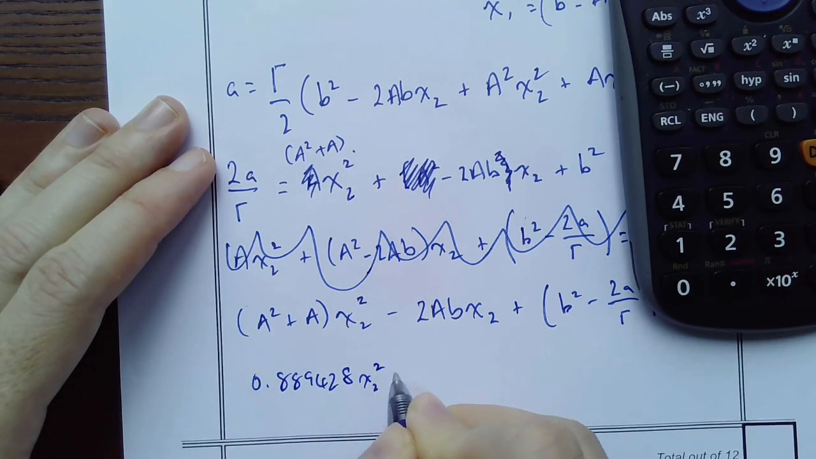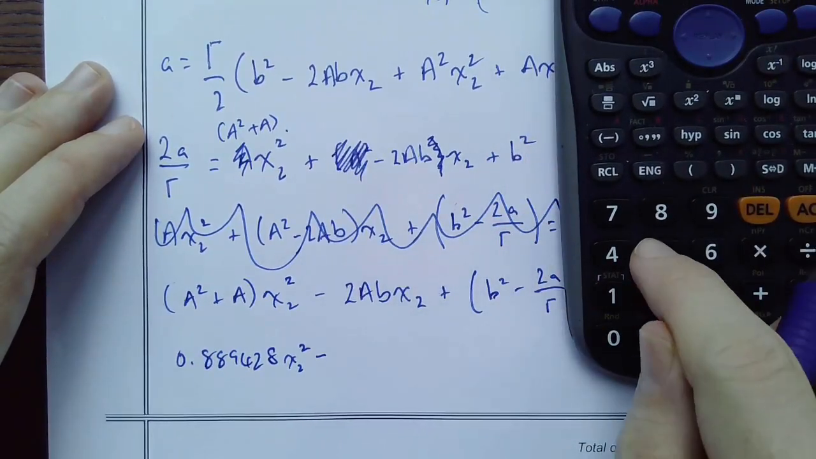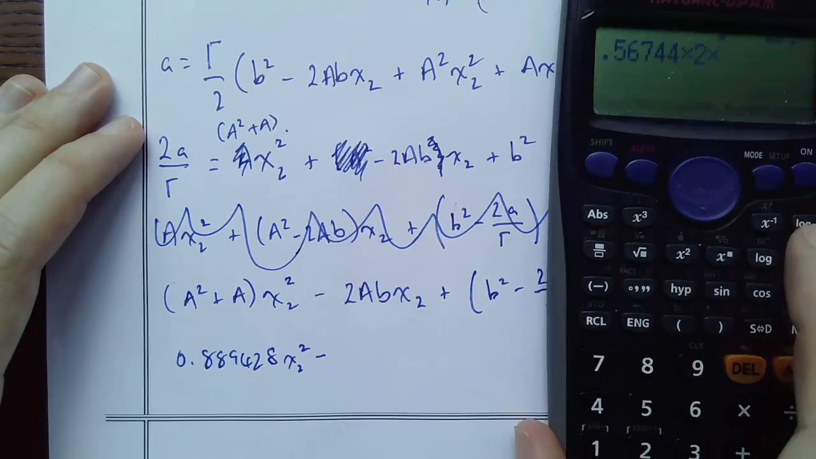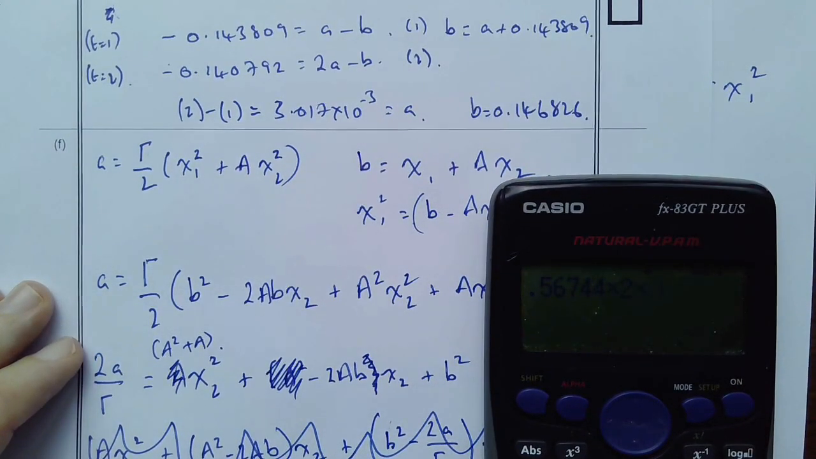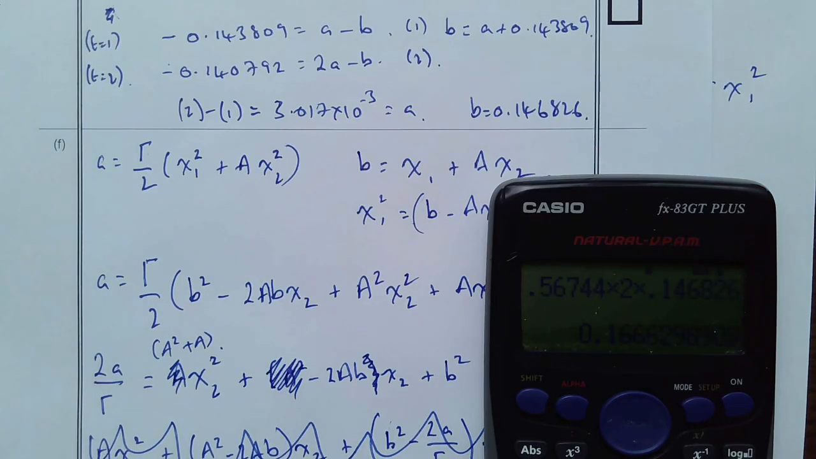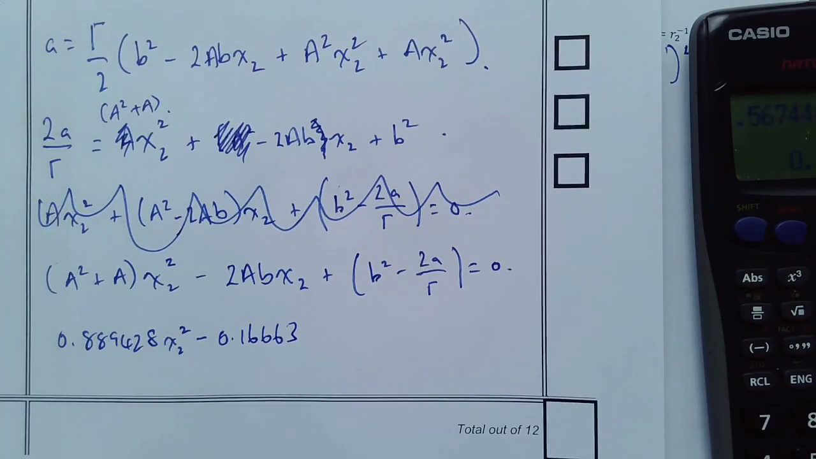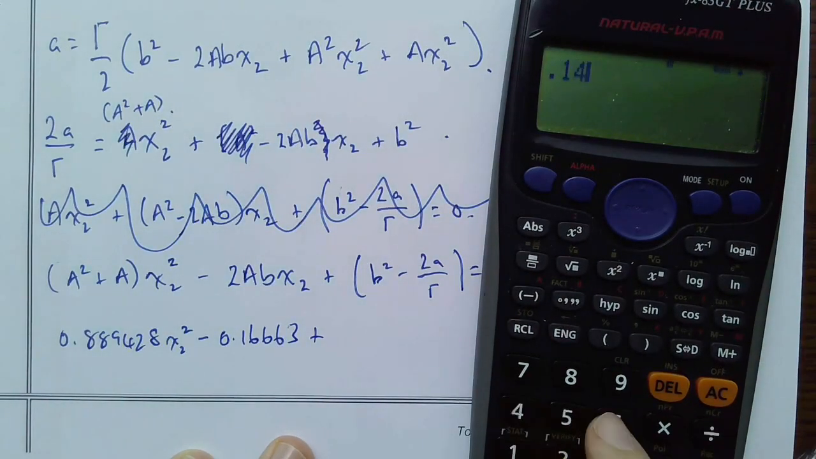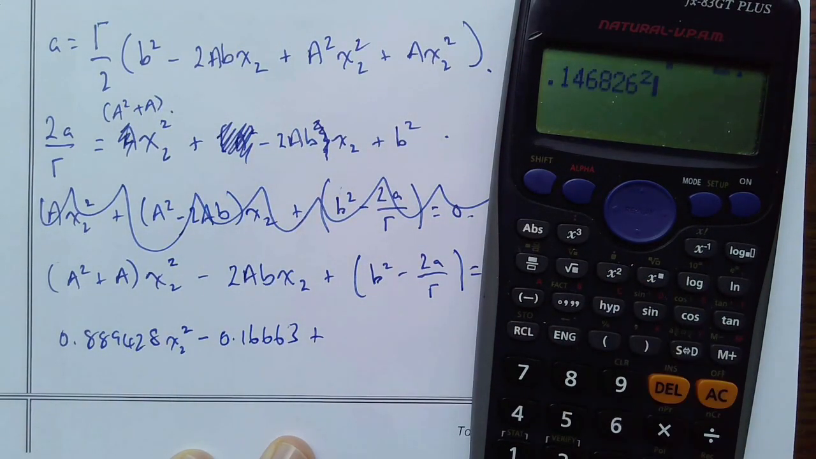So it's going to be 0.889428 x2 squared minus 0.56744 times 2 times b, 0.146826, which gives me 0.16663. Sorry, you can't see that. Plus b squared, 0.146826 squared.